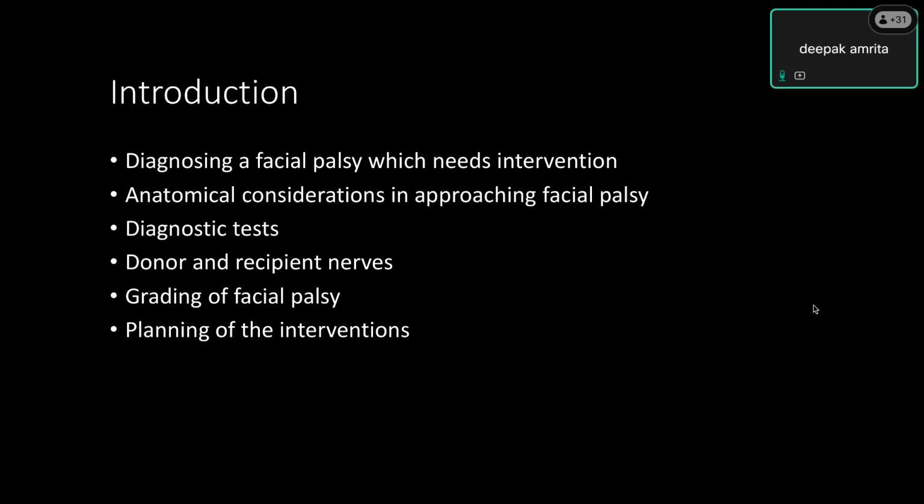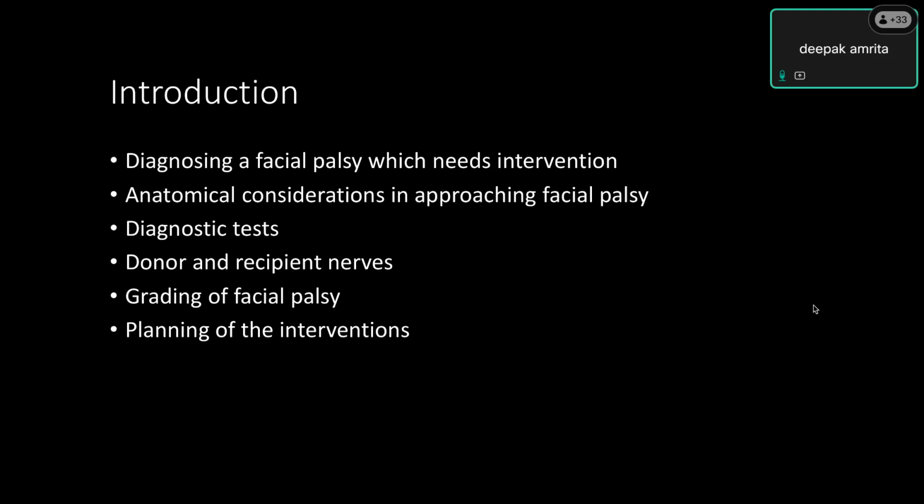So these are the topics that I'm going to cover. Diagnosing a facial palsy which needs intervention. Not all facial palsies need intervention. There are a few criteria that we have to adopt before we decide which patient needs intervention. What are the anatomical considerations in approaching facial palsy? This has a lot to do with what nerves you've got to work with, what muscles you've got to work with, what substitutions you need to do, and things like that.